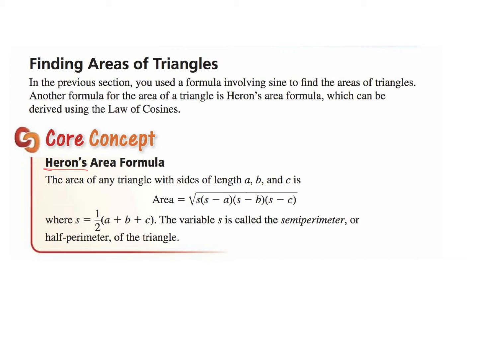So what we are looking at is we have area equals the square root of s times s minus a times s minus b times s minus c. Are you thinking what s is? What is s? Well, s is 1/2 our side values added together. So that variable s is the semi-perimeter. So it's half the perimeter of your triangle that's actually being used within this piece to find the area.